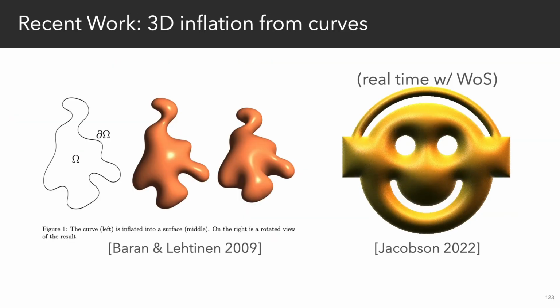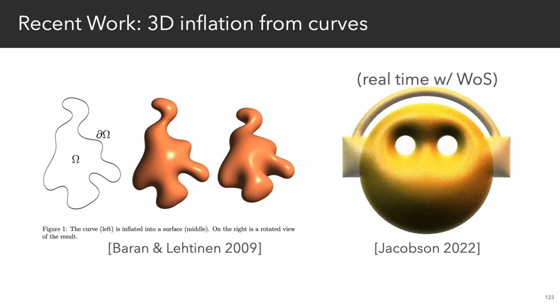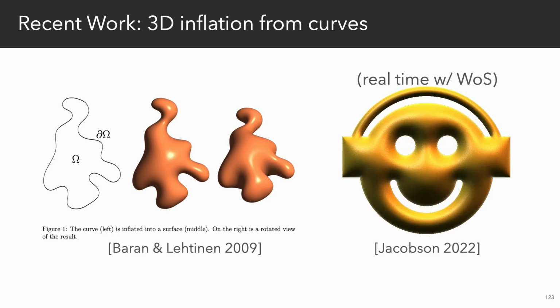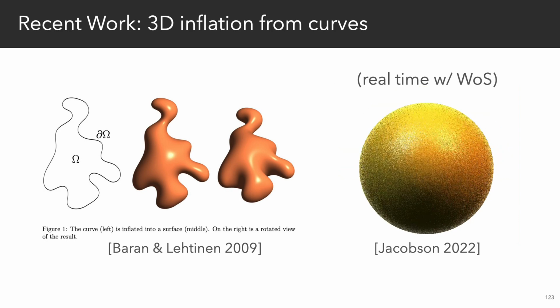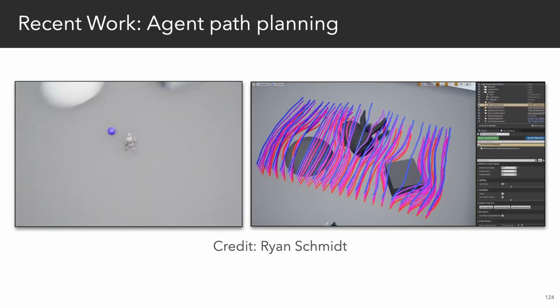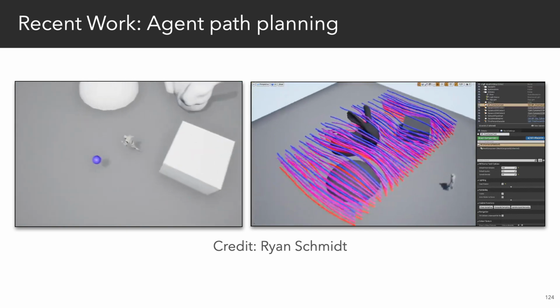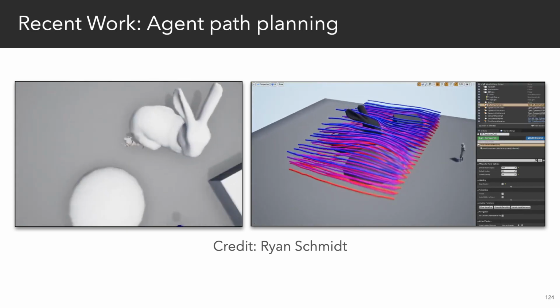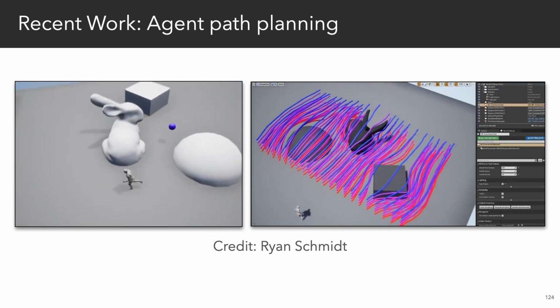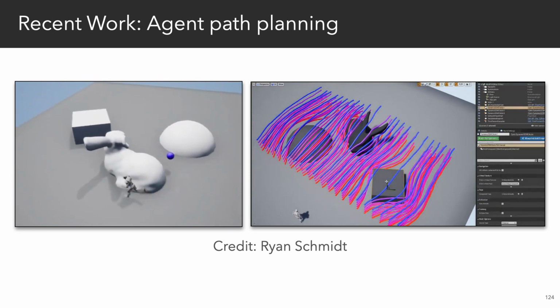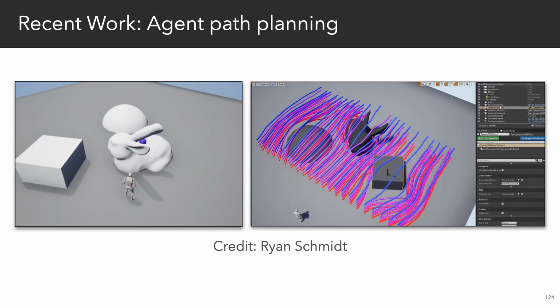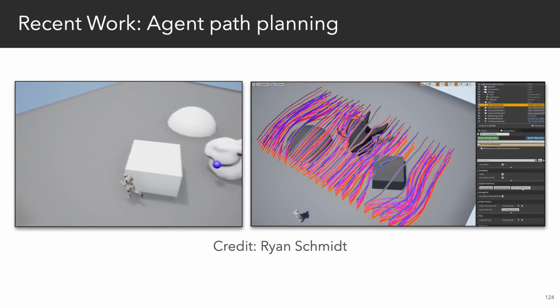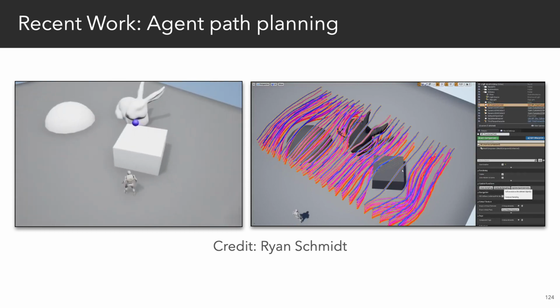Beyond just physics and rendering, there are also many creative applications of PDEs in graphics and geometry processing, such as this fun example by Alec Jacobson on inflating surfaces from curves. Ryan Schmidt used walk-on spheres to do some agent path planning. So in this demo here, the ball follows the character moving around the scene by computing a smooth vector field locally at the center of the ball that points in the direction of the character.